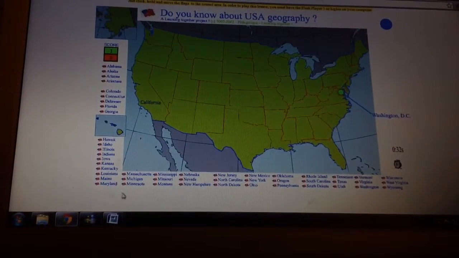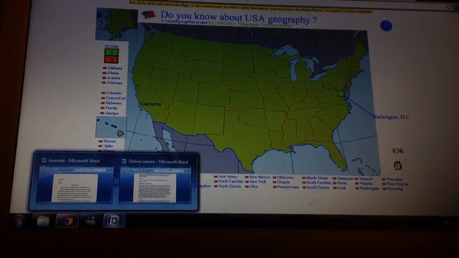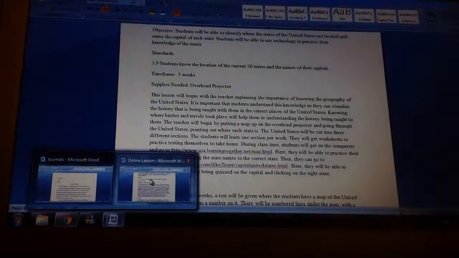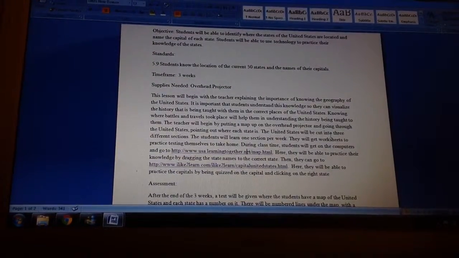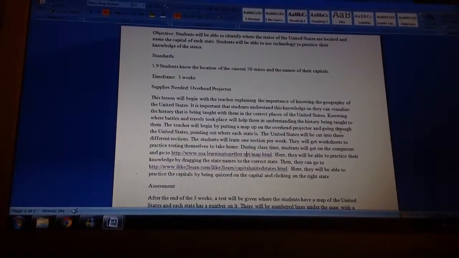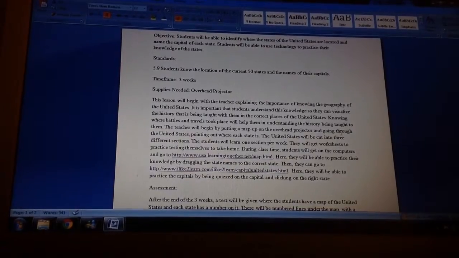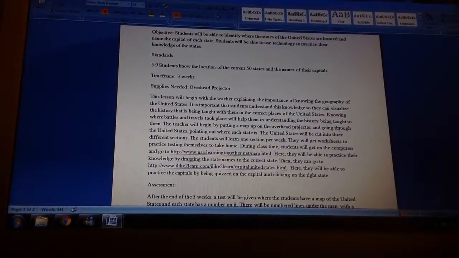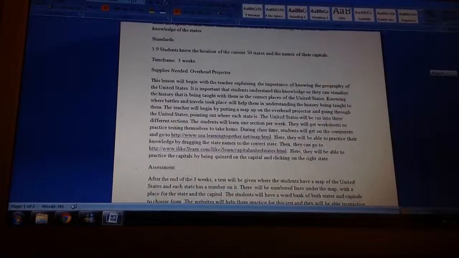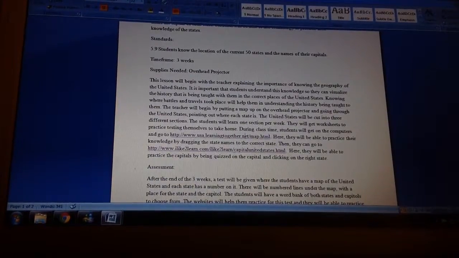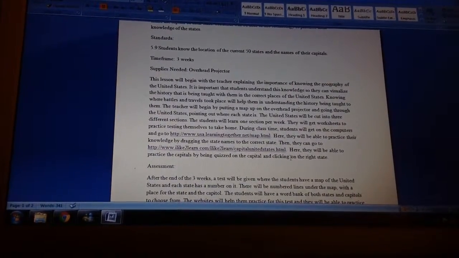So that is something that during that time of history and learning the states, we would go to the computers and we would practice. It's also kind of fun. It's a fun game for them to try and play. So I think that they would learn well and memorize them quickly.